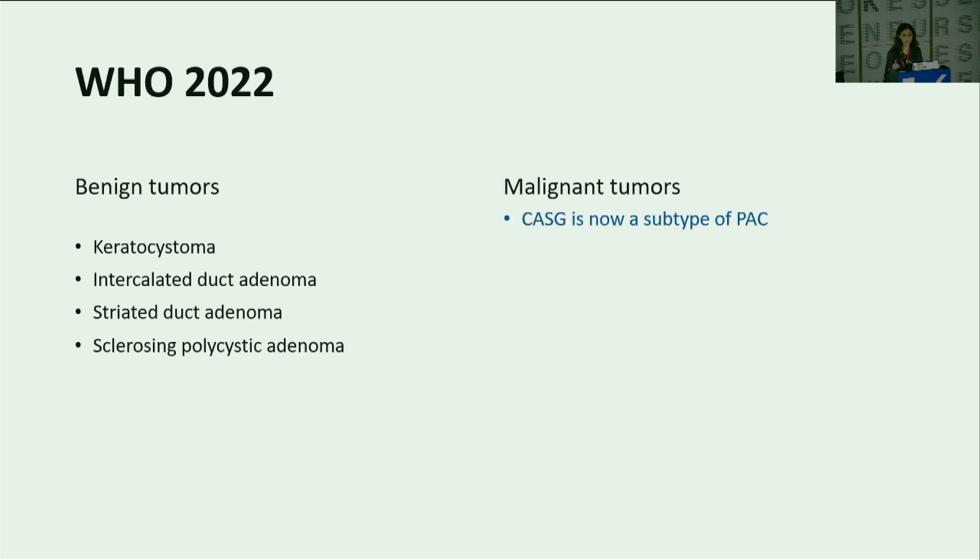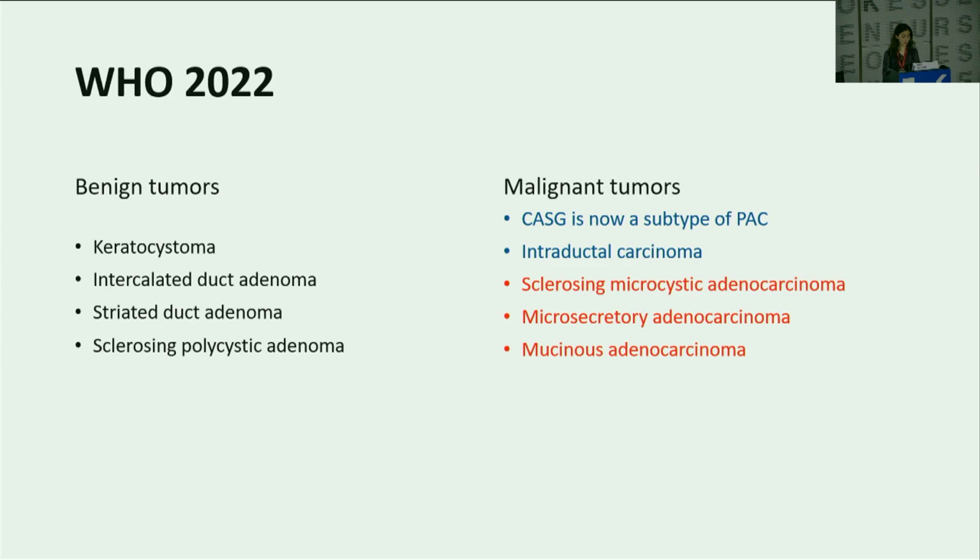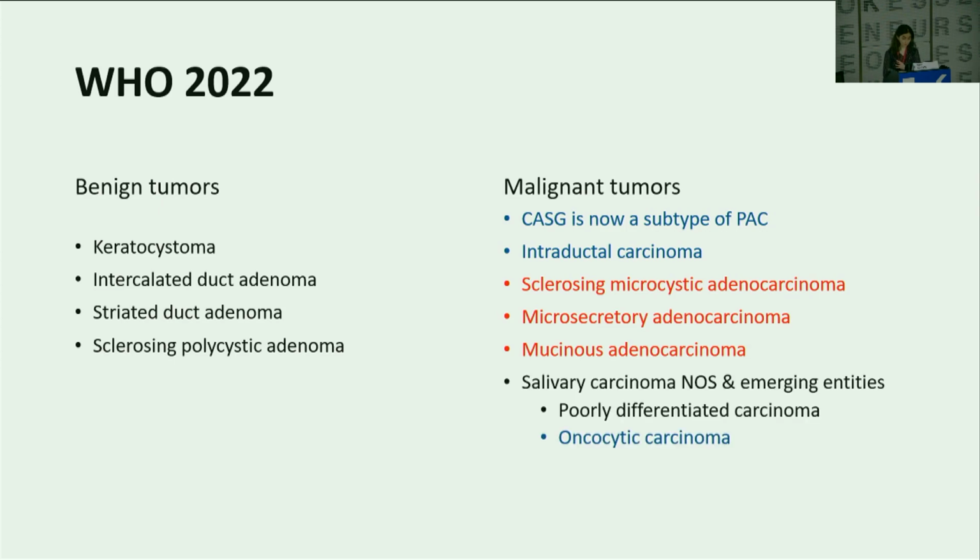As mentioned, cribriform adenocarcinoma is mentioned under the polymorphous adenocarcinoma chapter. And there is a brief update on intraductal carcinoma. We'll go over this. There are three new entities added to the WHO: sclerosing microcystic adenocarcinoma, microsecretory adenocarcinoma, and mucinous adenocarcinoma. And the oncocytic carcinoma, which was a separate entity in the WHO of 2017, is now listed under salivary carcinoma NOS as an emerging entity.